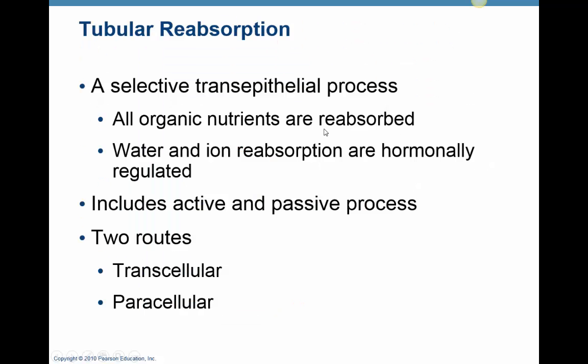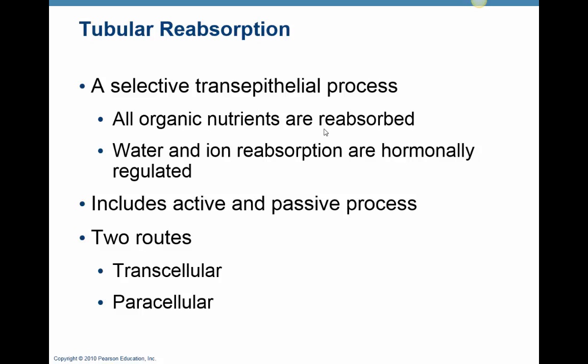Because our glomerular filtration rate is so efficient, remember it's 125 mils per minute, we would essentially filter out all of our plasma volume in about 22 minutes. So that means in less than half an hour we would urinate away all of our plasma volume. So we need processes throughout the nephron to pull those substances and that water back to the blood, and that's what tubular reabsorption is.